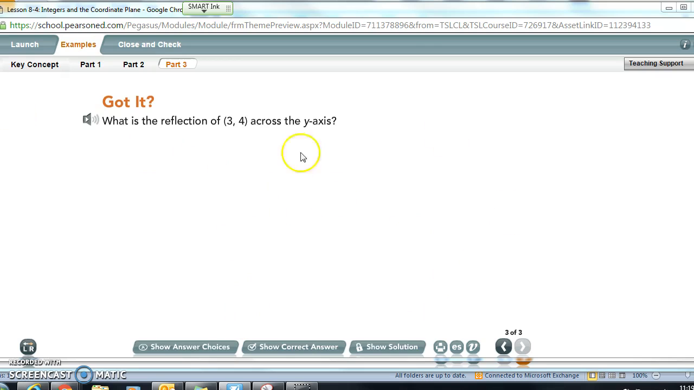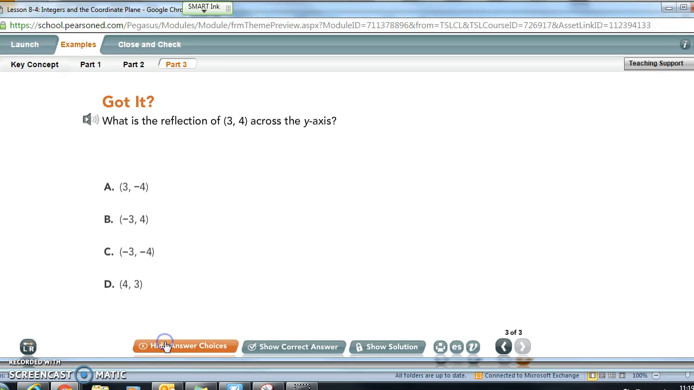Go ahead and try this one on your own. They want to know what is the reflection of 3, 4 across the y-axis. Here are some of your answer choices. When you are done, go ahead and do the practice problems.